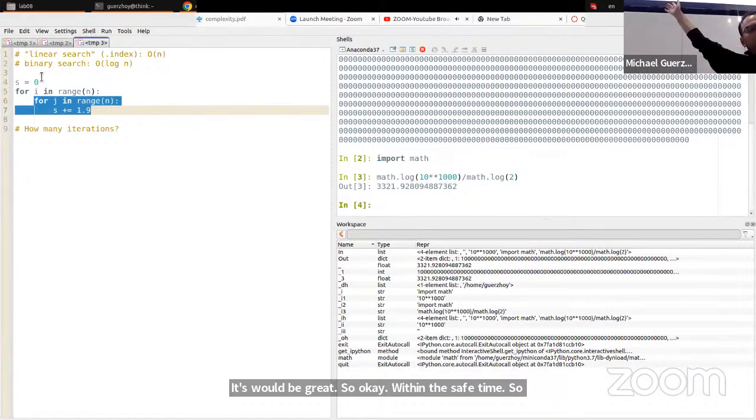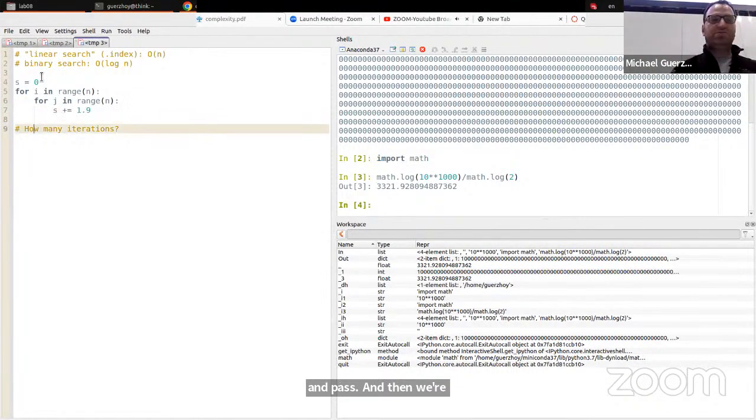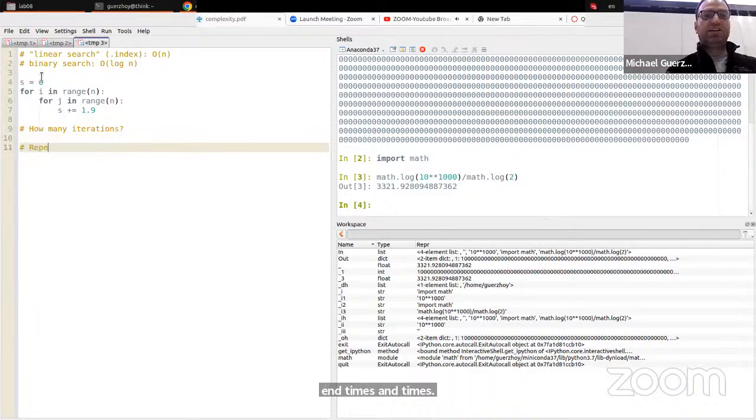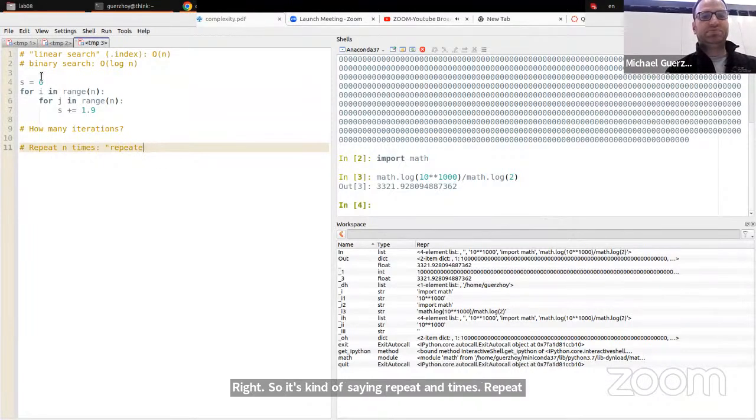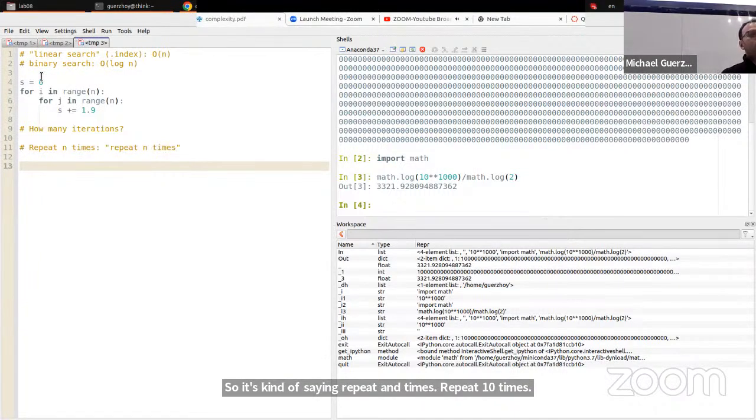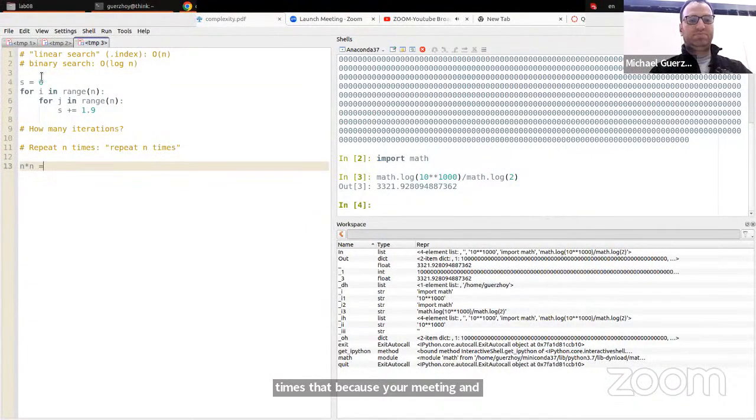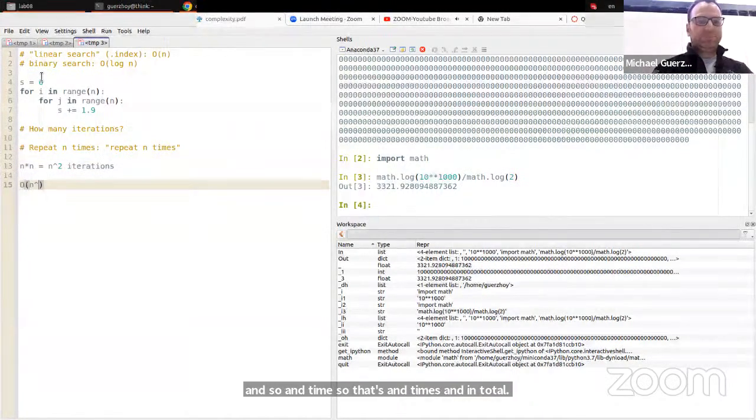So this is n iterations, because this repeats n times. And then we're saying repeat n times, repeat n times. So how many is that in total? Well, it's n times n, because you're repeating n, and then n, and then n, so that's n times n in total. So that is O of n squared.